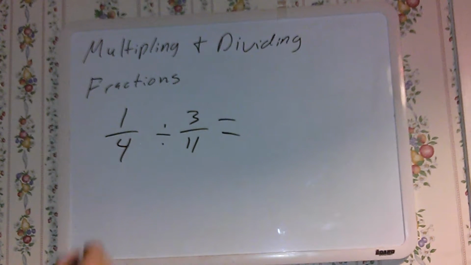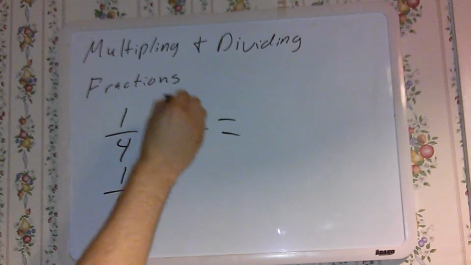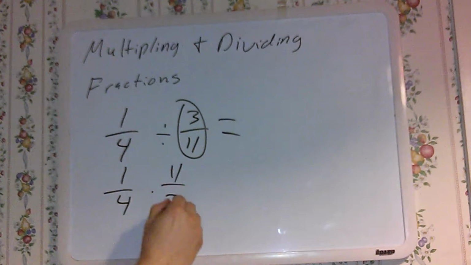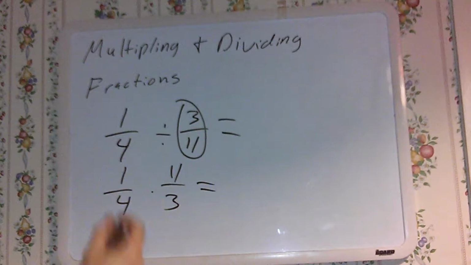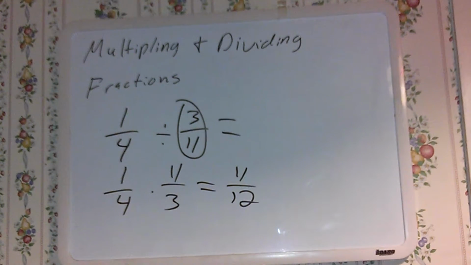What you have to do is you have to multiply by the reciprocal of this number right here. Now by reciprocal, all that means in a fraction is flip her upside down. That's all you have to do. And now we're back to our regular rules. 11 times 1 is 11. 4 times 3 is 12. And there's your answer as 11/12.